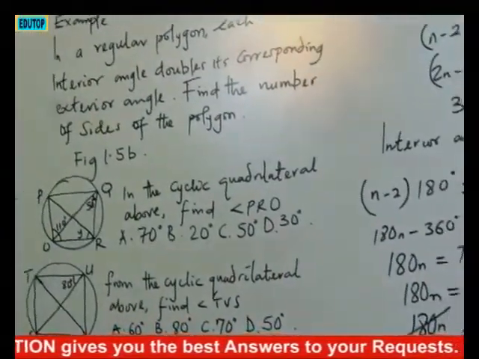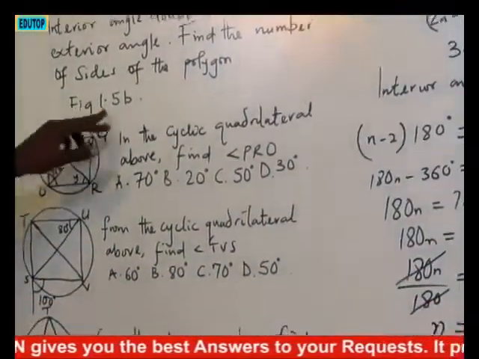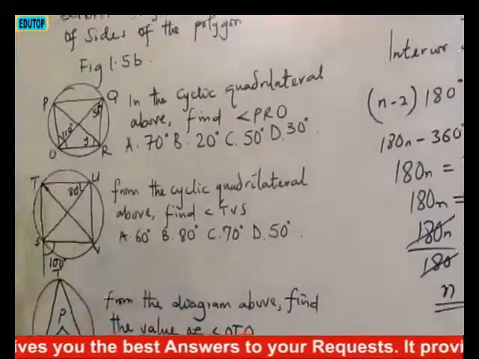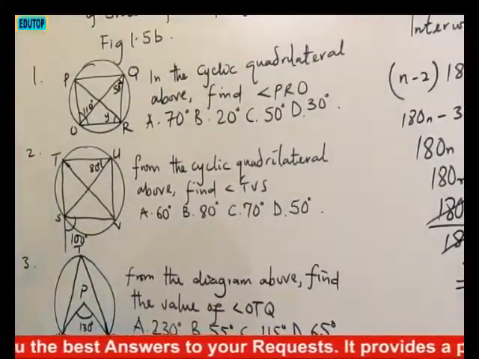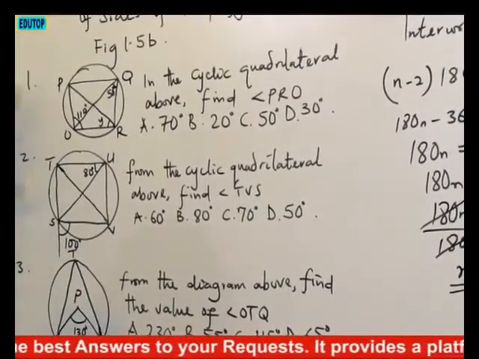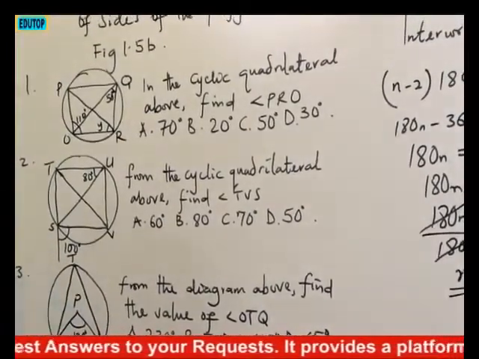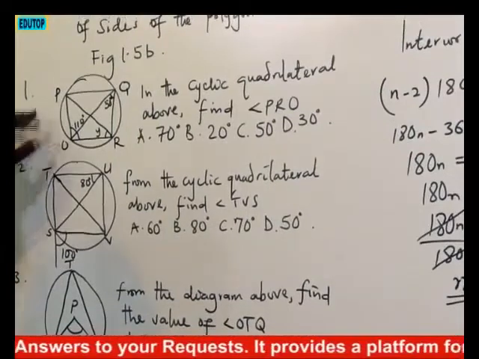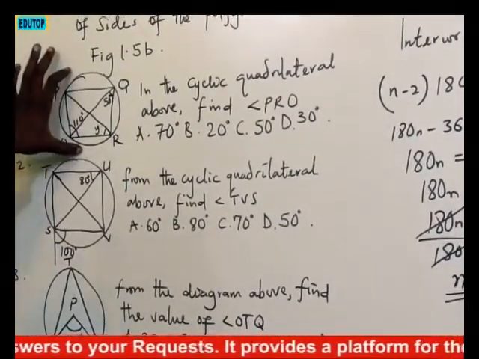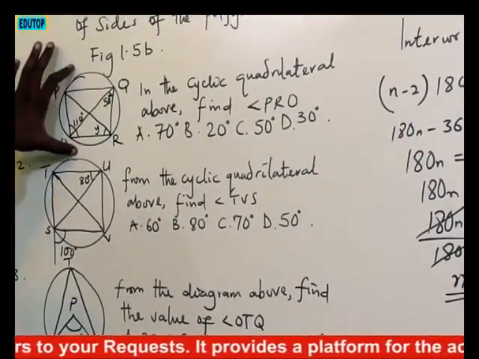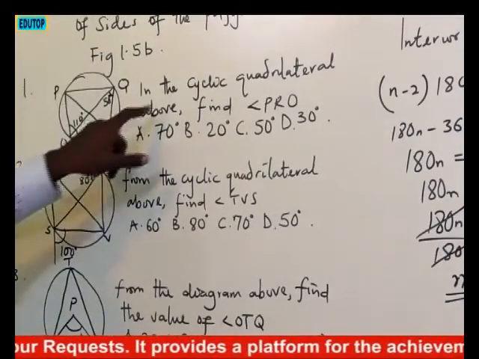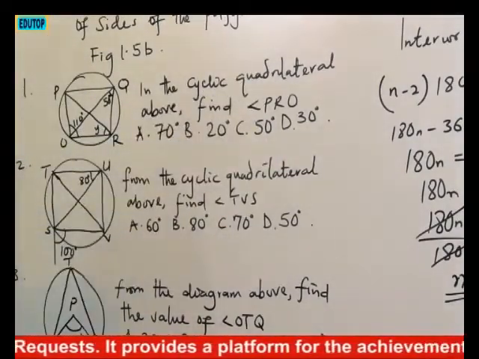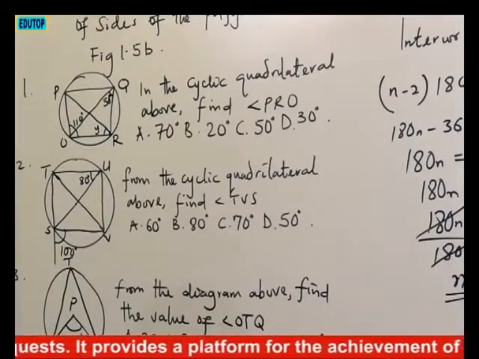We have to use this example, which is a typical example of questions in UTME. Look at what we have here. The first 4 questions under this figure 1.5b contain 20 questions. Out of the 20 questions, we have the first 4 here. Number 1 says that we are given a circle. This is an example of a question that is tested on circle geometry. In the cyclic quadrilateral above, find angle PRQ.